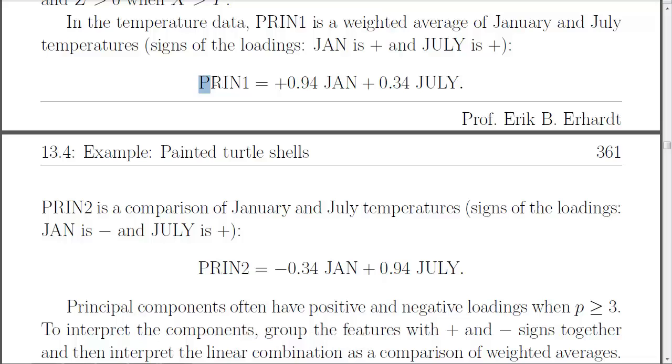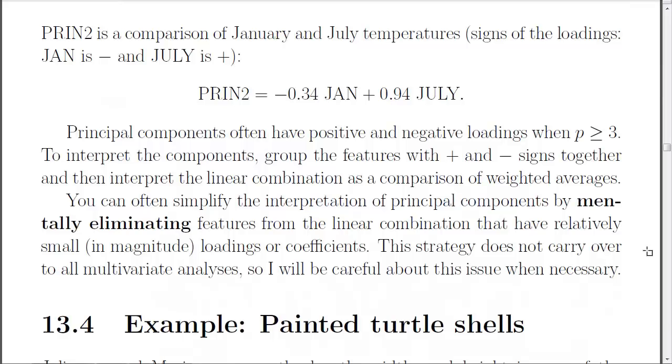So principal component 1 basically says the degree to which these two temperatures vary together, and principal component 2 says how they contrast each other over the year. This last paragraph is basically about how you can simplify the interpretation. When you have loadings that are close to 0, you can mentally eliminate features from a principal component, to basically say that a certain variable doesn't contribute very much.